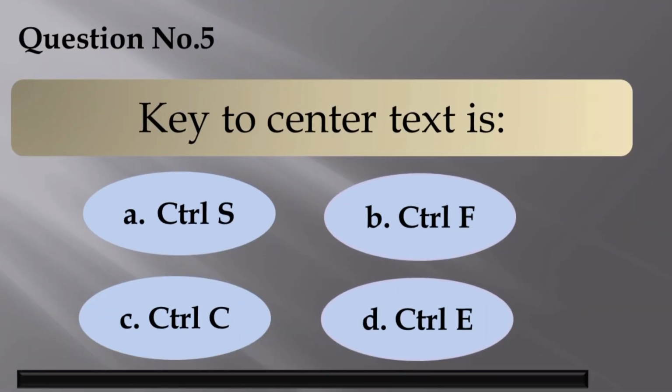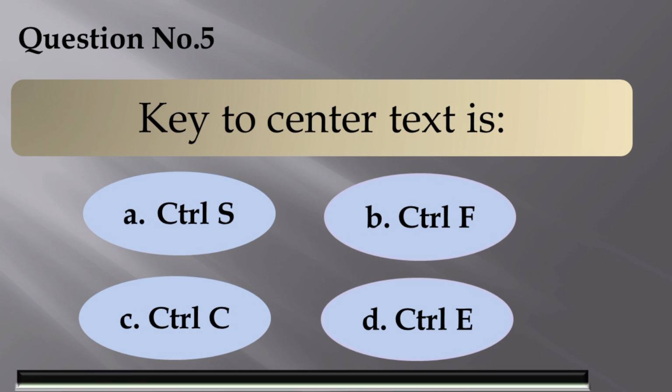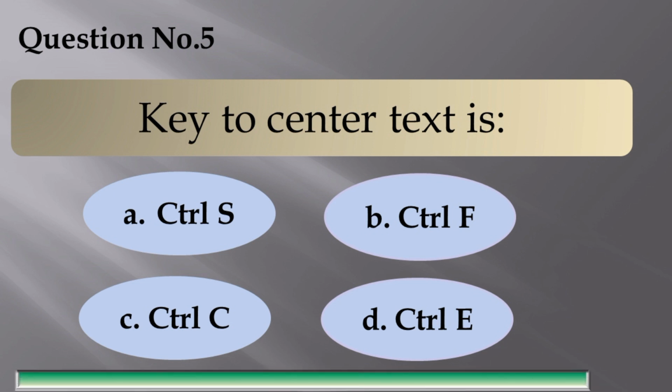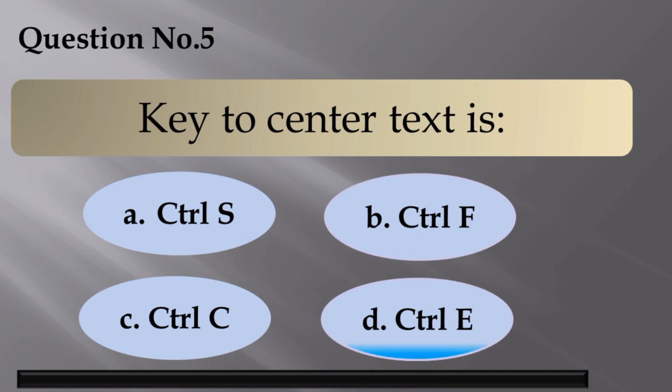Question number 5. Key to center text is. The right answer is option D, Control E.